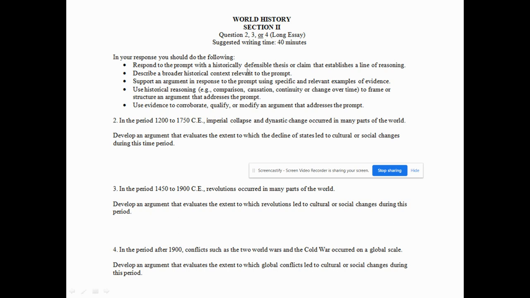You want to have a clear, historical, defensible thesis that relates to the time period that you chose, have a broader historical context, and identify the historical thinking skill. So is it comparison, is it causation, or is it continuity and change? In many cases, it'll be continuity and change if you see the word change. Sometimes it's looking at causation as well. And then you want to use your evidence to really support your argument.